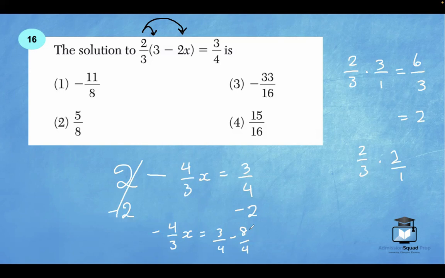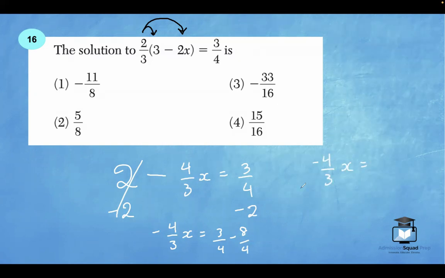Because 8 divided by 4 is 2. So -4/3 x equals 3 minus 8, which is -5/4. Now, anytime you have a fractional coefficient, in order to solve for x, you're going to multiply by the reciprocal. So you're going to multiply both sides by -3/4.